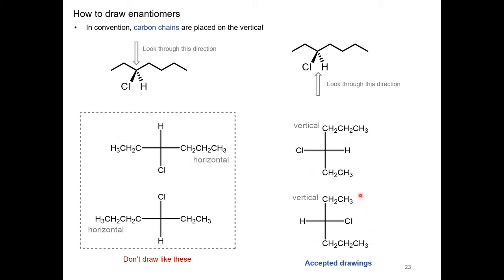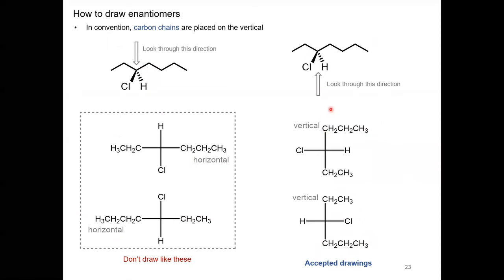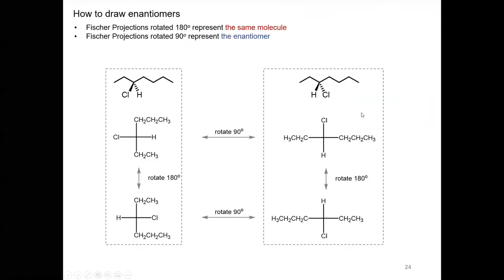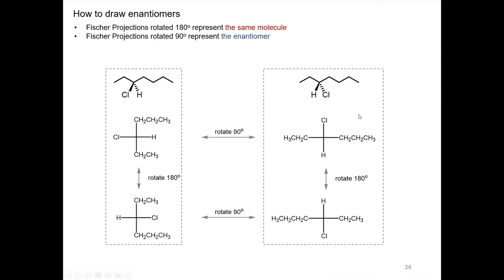Now you have two Fischer projections that put the alkyl groups on the vertical. One has the longer chain on top, and the other has the smaller group on top, right? Both of them are correct. But an interesting phenomenon is that this is exactly the same drawing as this after it turns 180 degrees, right? We put the chloride here, hydrogen here, this big one below, the smaller one above.